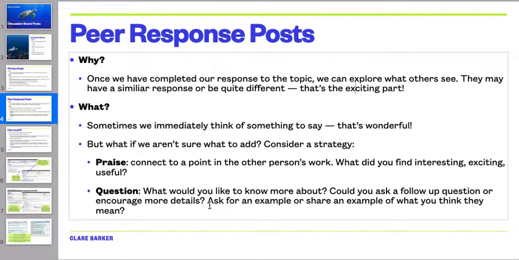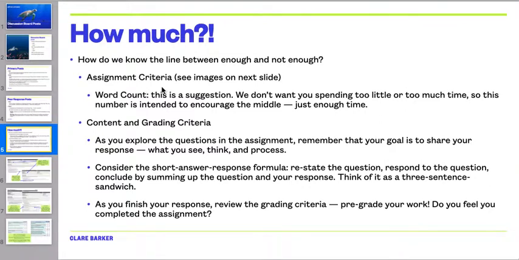Maybe you can ask for more details. Ask a follow-up question. Considering ideas like praise and question are a great way to just have a strategy in your back pocket for the times when you don't immediately think of something. So how much are we doing here? What is that really looking like?